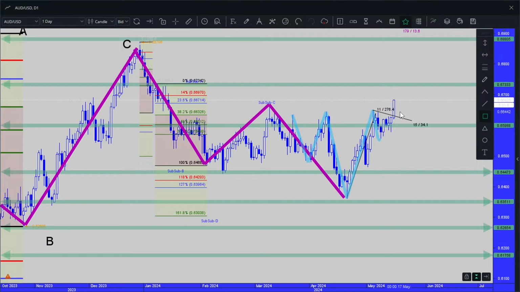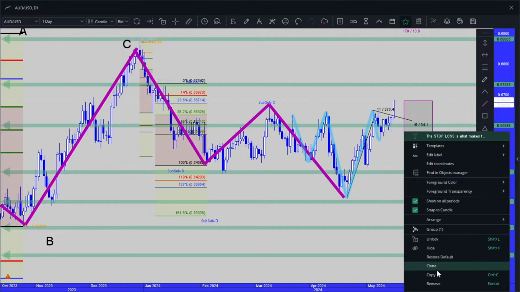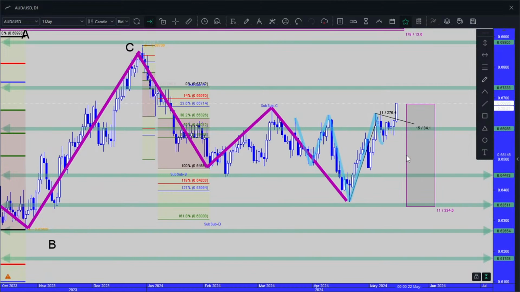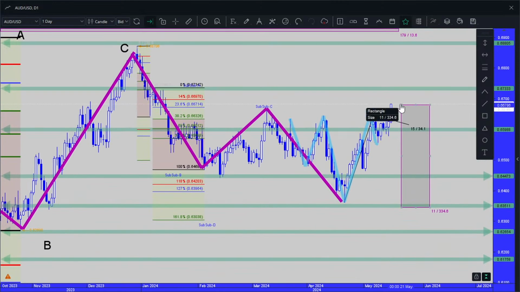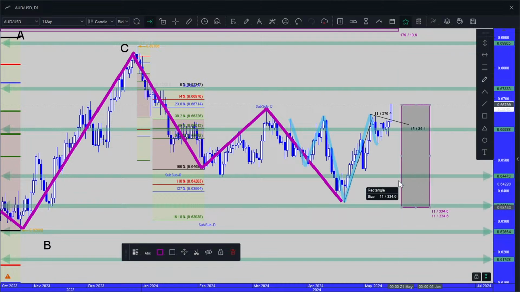If you enter right now, or if you wait for the daily candle to close, but let's say right now, the stop loss goes below the center tip. Did I clone? No, okay, so one more time, right click, I'm going to clone.